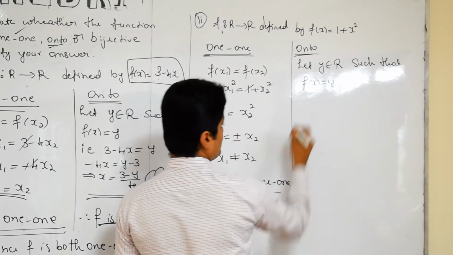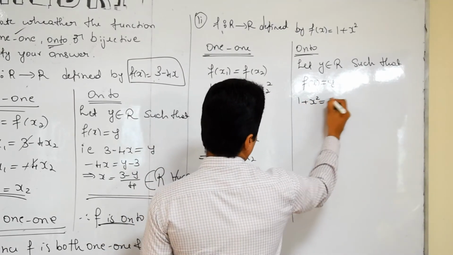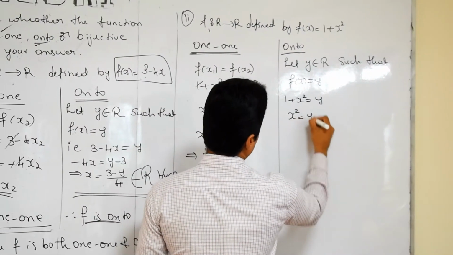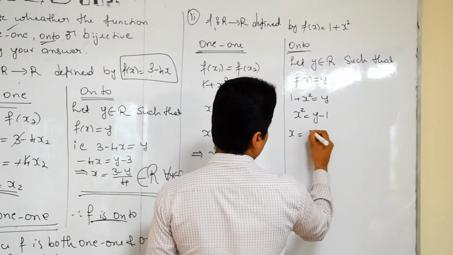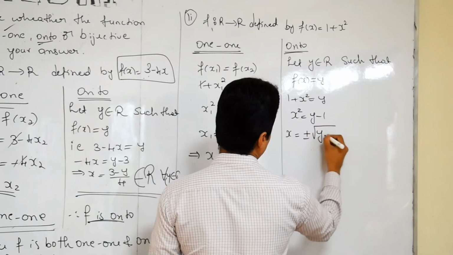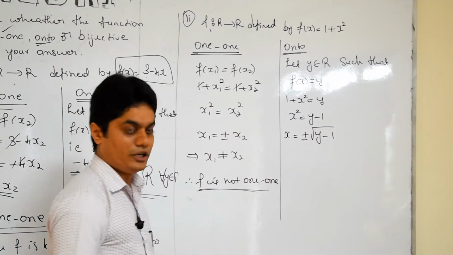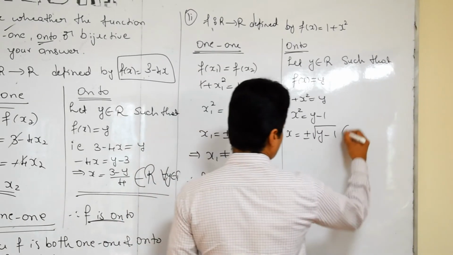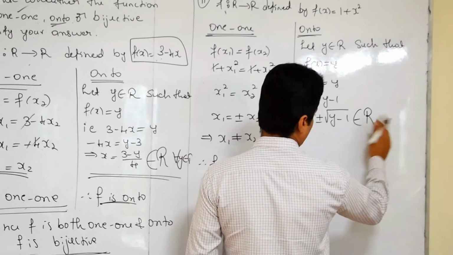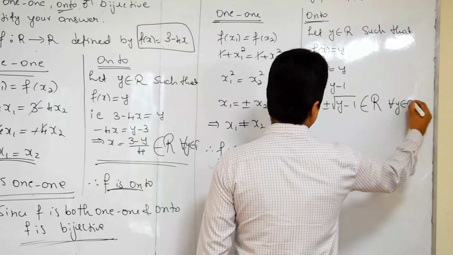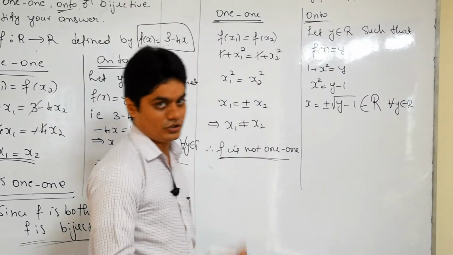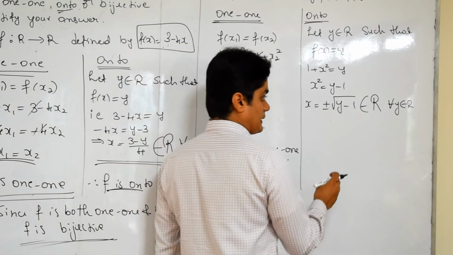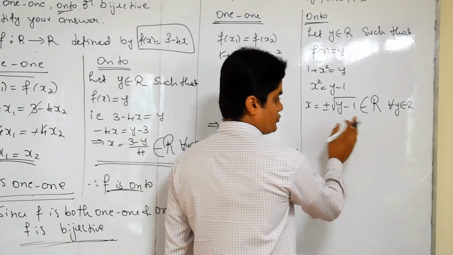What is f of x? 1 plus x square is equal to y. So x square is equal to y minus 1. x is equal to plus or minus square root of y minus 1. Now to say this function is onto, remember you have to check whether this belongs to R for all y belongs to R. If this is true, then it is onto. If this is not true, then it is not onto. If you are writing that it is not onto, you should give an example.